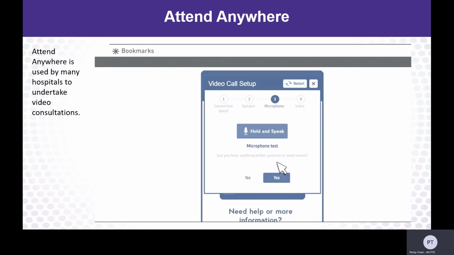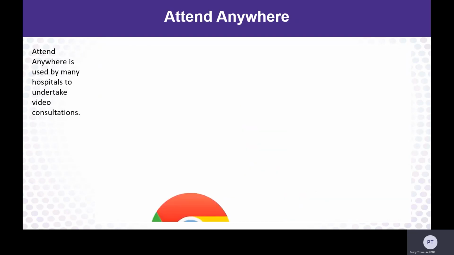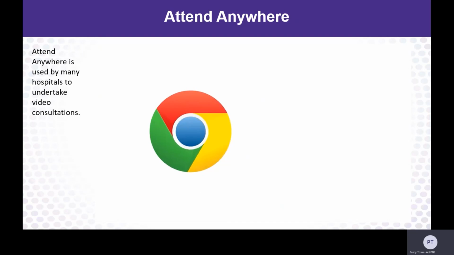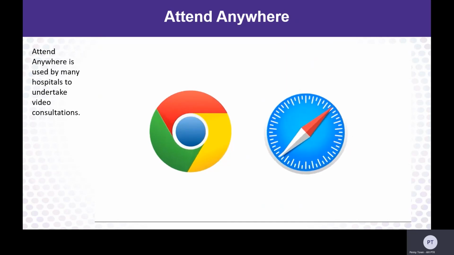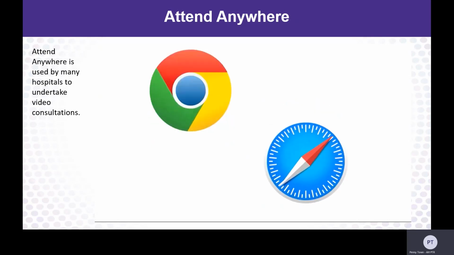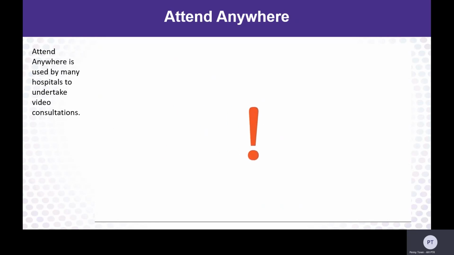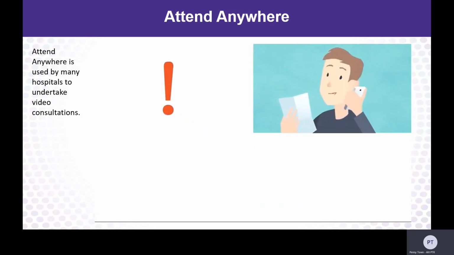This will take you through some checks to make sure everything will work on the day. You will need to use the Chrome browser on Windows-based computers and Android devices, or the Safari browser on Apple devices. If you don't have Chrome on your Windows computer, you will need to install it first. It's free to download. If you don't have suitable equipment or you can't get it to work, phone the number on your letter or get in contact with the clinic.